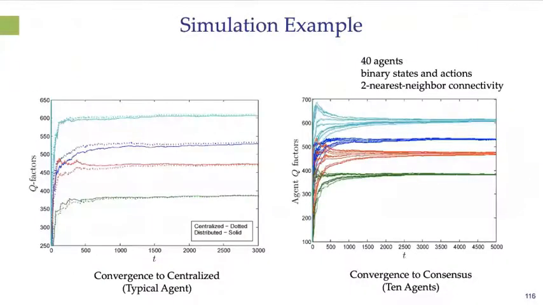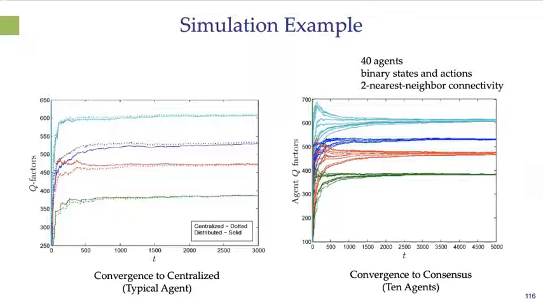So just to show an example, this is a very simple example of reinforcement learning. We have 40 learning agents. The states are binary, the actions are binary. Connectivity depends on the two nearest neighbors; that is your network or your neighborhood.